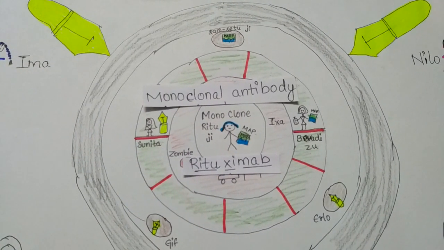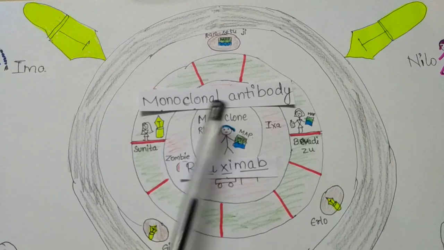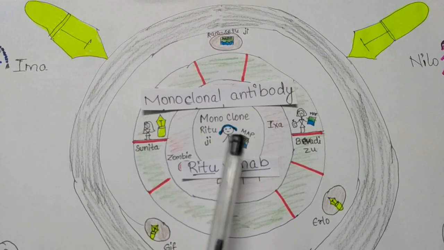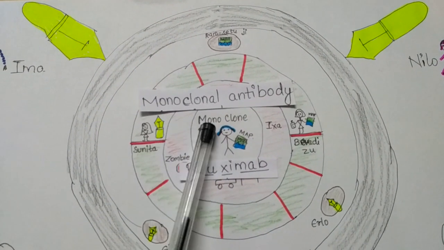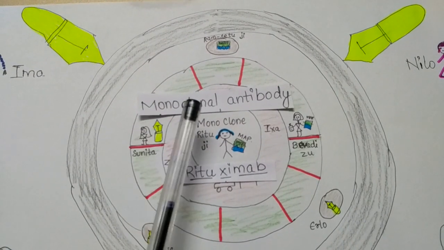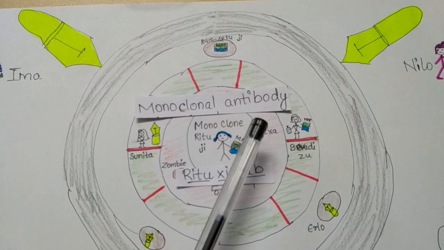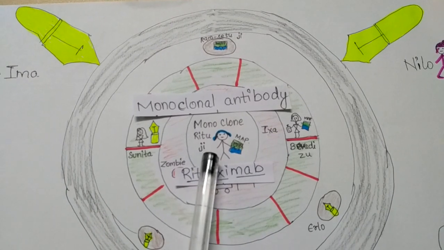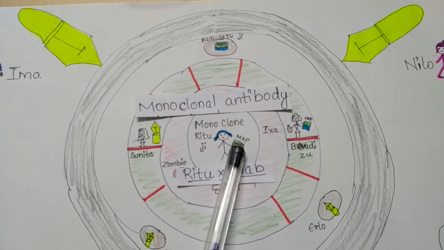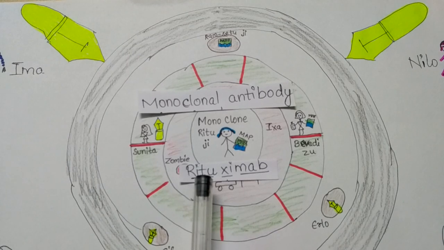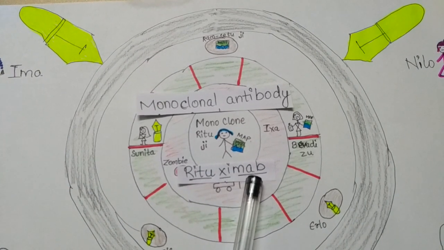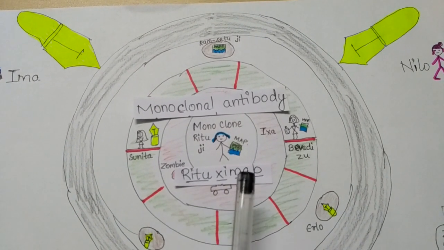And the innermost circle is the monoclone, Ritu G with a map in her hand. Monoclone will give us the class of the drug, monoclonal antibody, and Ritu G, with respect we are using this G with a map in her hand. So the drug is Rituximab. Instead of map, we are going to say mab.